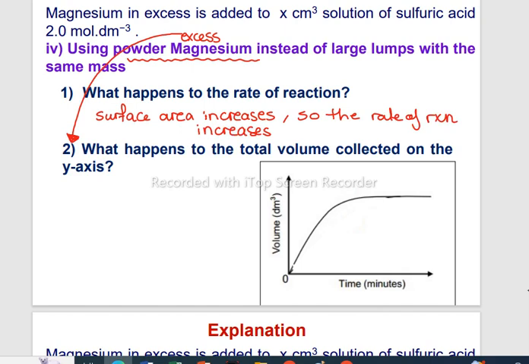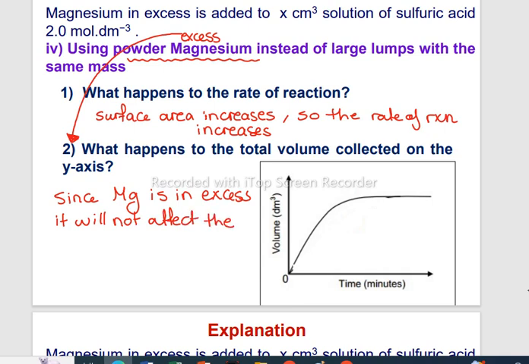Now, what happens to the total volume collected? Since magnesium is in excess, it will not affect the volume collected. So it's the same ending.